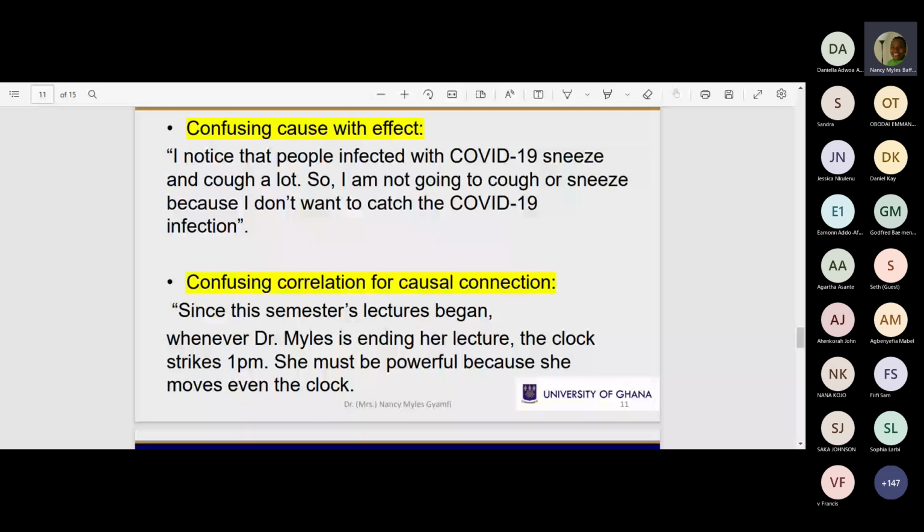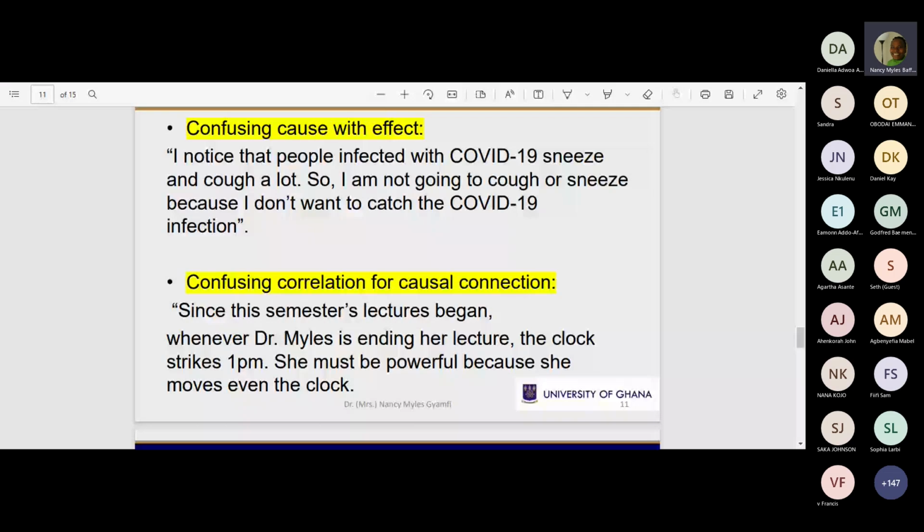We are done. Confusing a correlation for causal connection. I told you that they happen at the same time. Coincidentally, doesn't mean one causes the other. Cause means it brings it about. So whenever you see cream, remember our example with the method of agreement. Wherever you see the cream, you saw the running also. So you take it to mean that it is the cream that is causing the running. Maybe not. Maybe it's just a correlation.